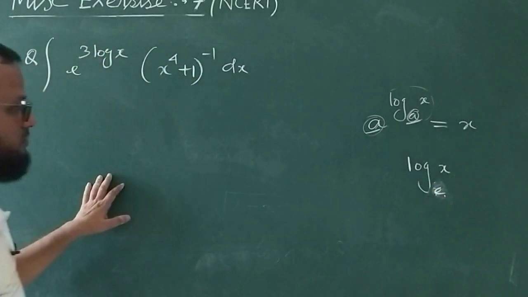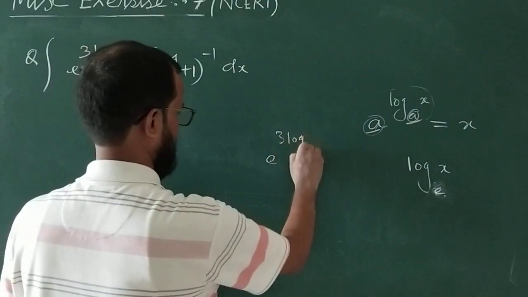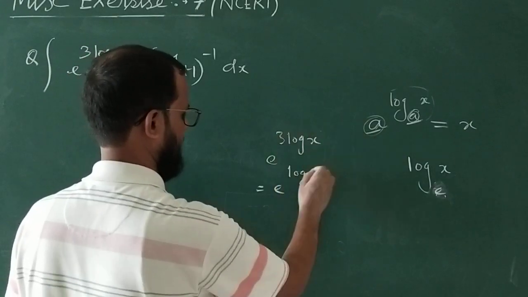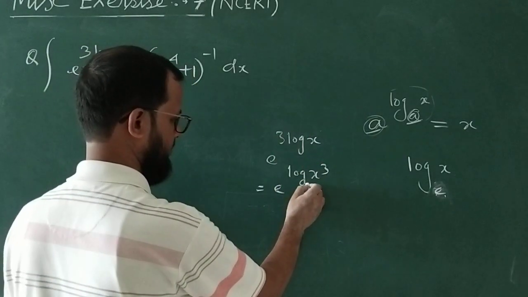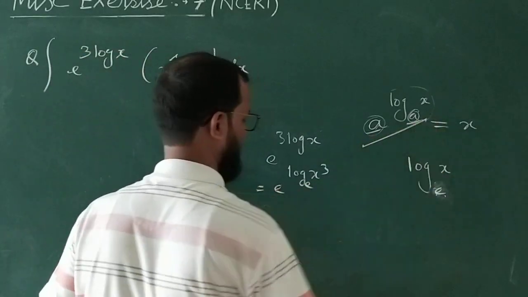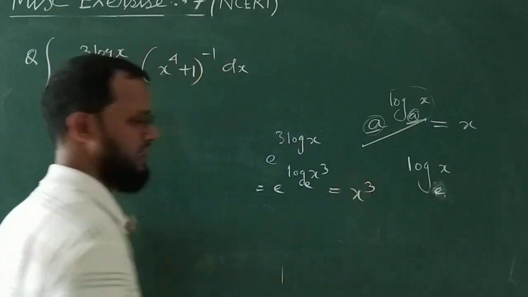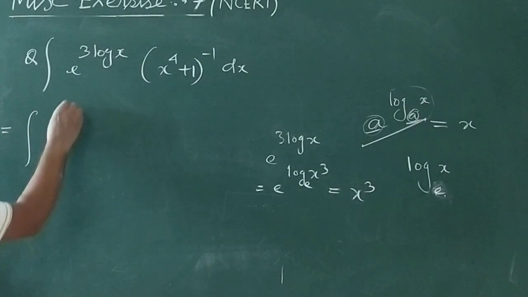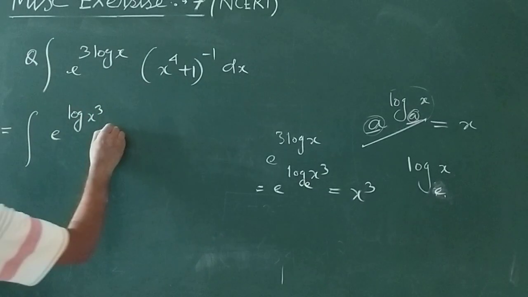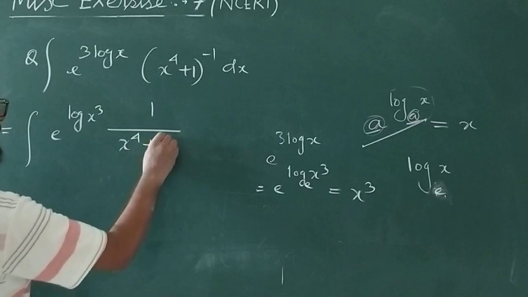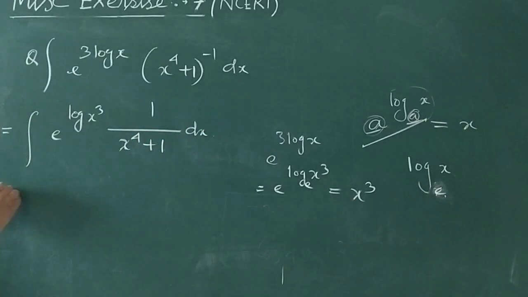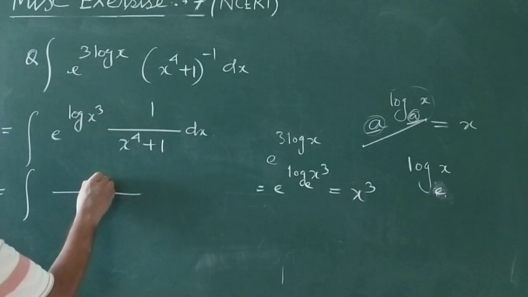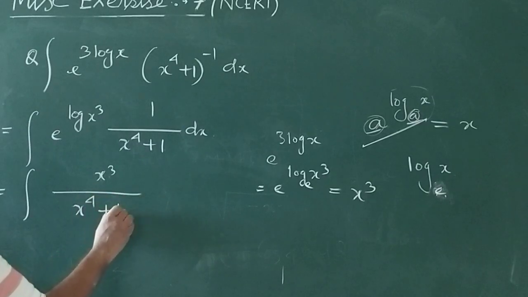So in this expression, e to the power 3 log x, if you arrange it, the 3 goes inside and it becomes e to the power log x cube. Here the base is e, so using this result you get x cube. So your integral becomes e to the power log x cube into 1 by x to the power 4 plus 1 dx, which is x cube divided by x to the power 4 plus 1 dx.